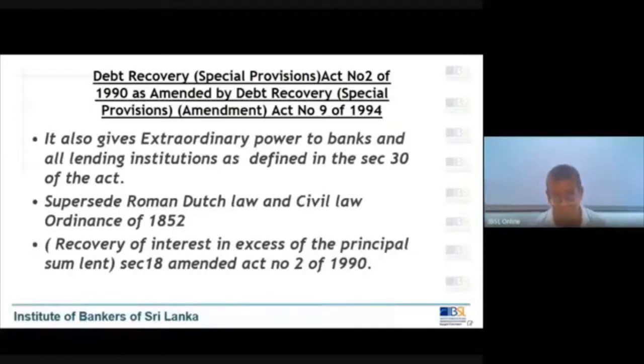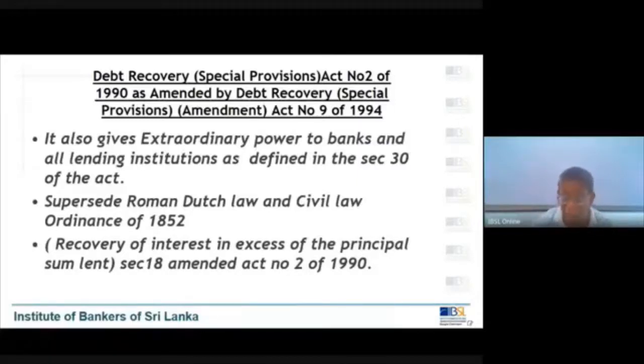There's another law. The first law is the mortgage law, that is 4 of 1990. We call it parate execution. And the second law, for personal loans and things like that, you can execute under 2 of 1990, right? All these laws are available to maintain the soundness of financial institutions.